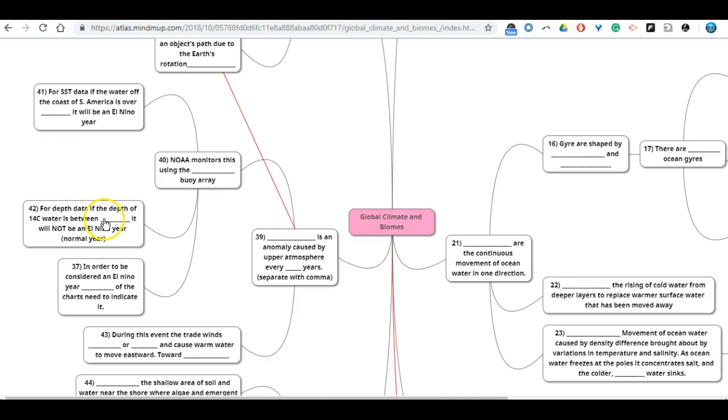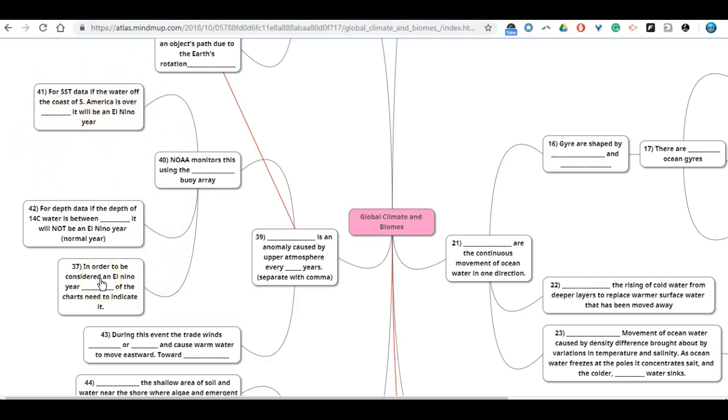What about depth data? So you're looking at depth data, and if the 14-degree line is between 0 and 200, it will not be an El Niño year, meaning that it will be a normal year. So I would go to that tiny.cc/APES just to refresh how to read these 2 charts.